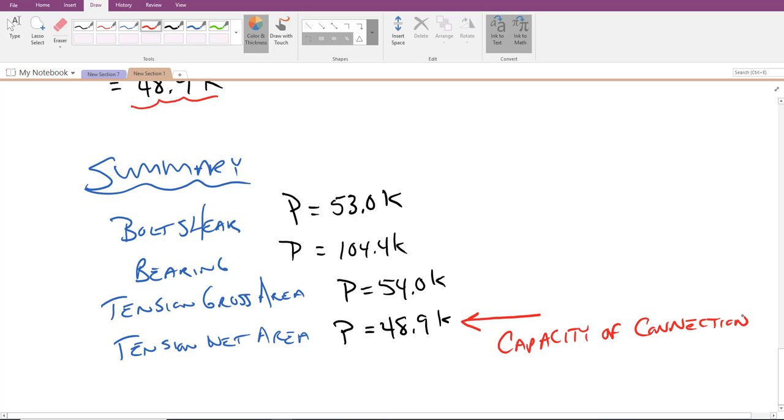For the scenario and the loading situation we've been given, the geometry of the steel, the size of the bolts, the type of bolt being used, etc. Tension along the net area governs, and 48.9 kips is the allowable load that can be used on this connection. So that's a problem that, much like the first problem, calculates the values associated with a steel bolt connection. In this case, we ran it the opposite direction and determined the capacity for each of the failure mechanisms, and the lowest one governed, which tells us our capacity for the total connection.